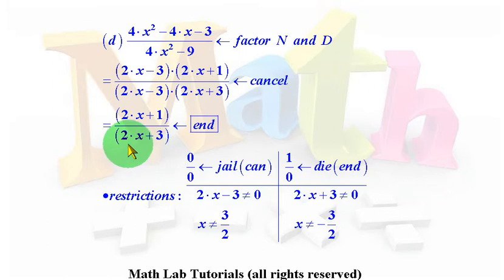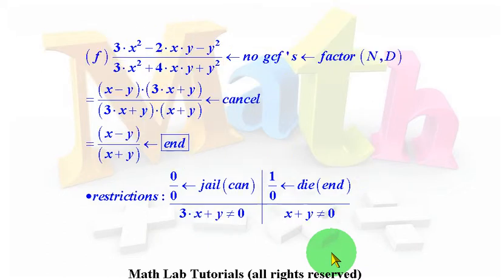So at the end, we look at the denominator, 2x plus 3, and we have to ensure that it's not equal to 0. If you solve for x, you get x is not equal to minus 3 over 2. So this is a hole restriction. That's a VA restriction. Okay, so let's go on to the next slide.